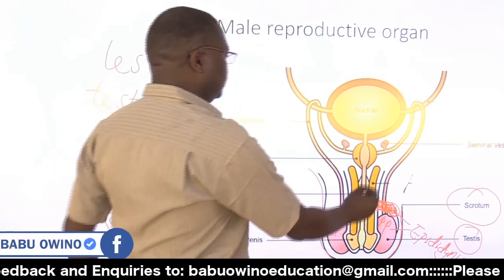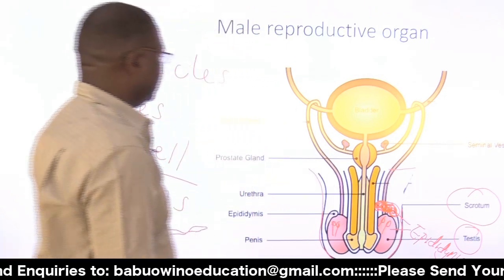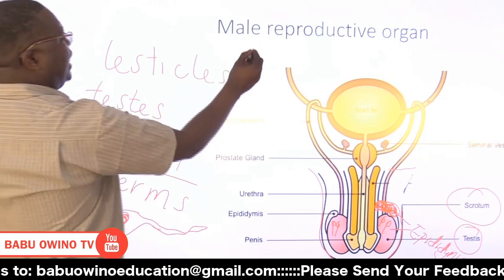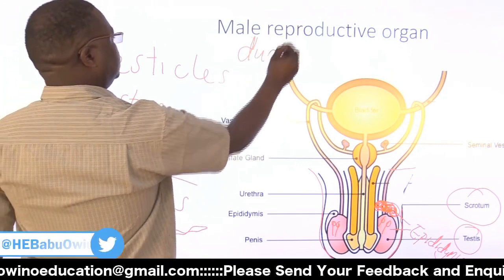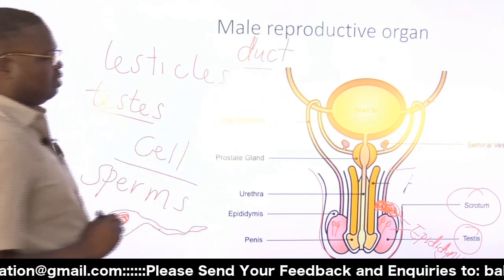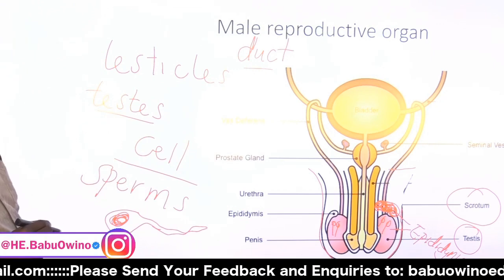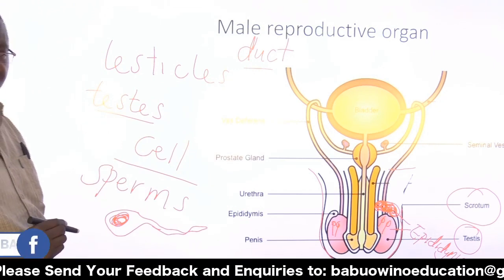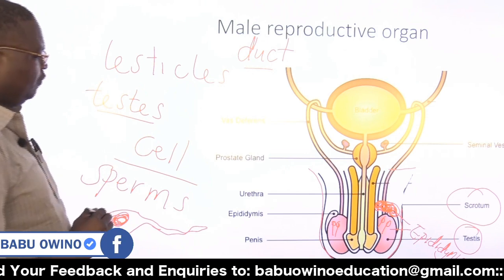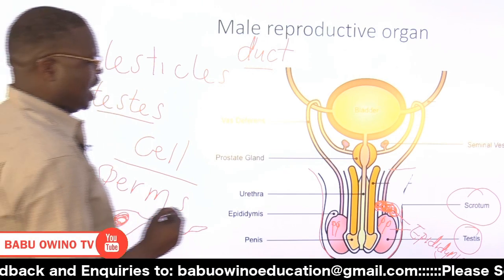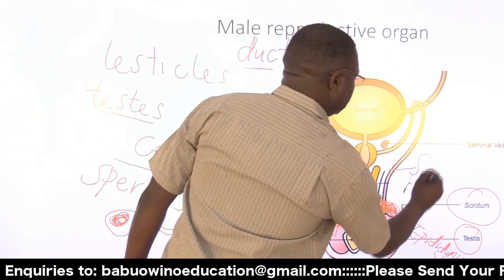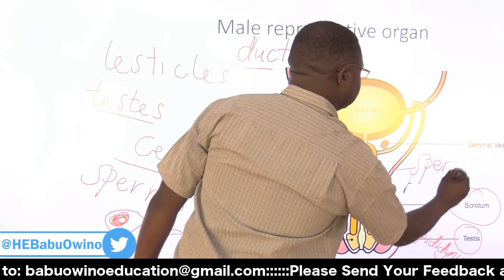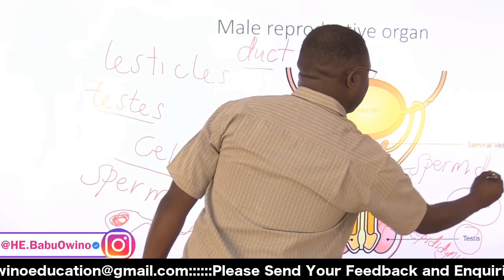Then they move using a small duct. In science, a small pipe or small tube inside our body is called a duct. So when the sperms must be removed or ejaculated, they move through what we call the sperm duct. So from the testes, we have the sperm duct.